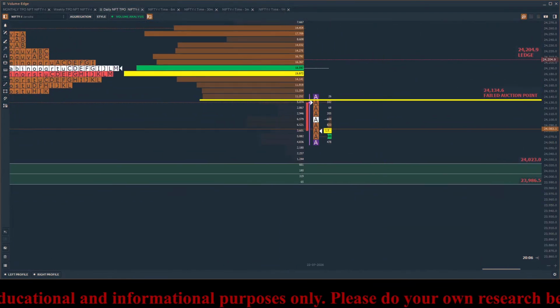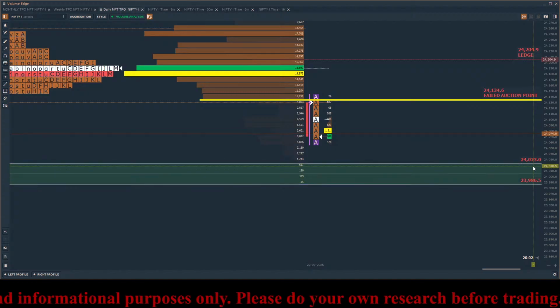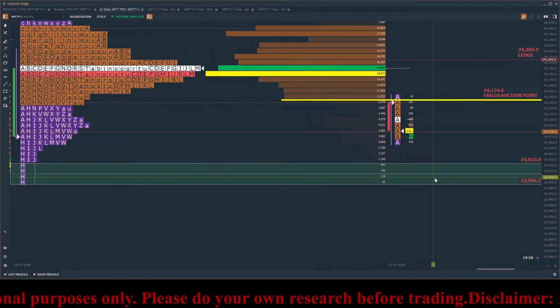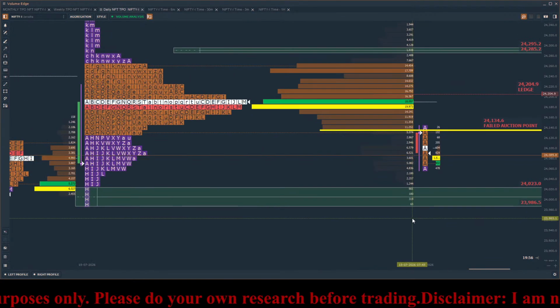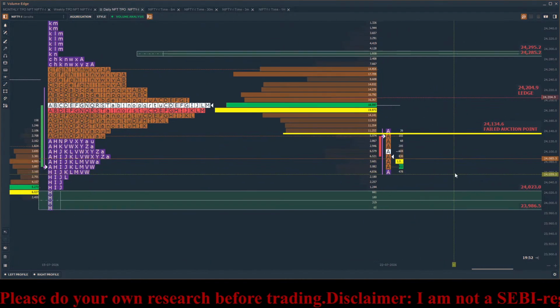24,000 to 23,986, almost 50 points, this area. This zone will act as a strong support in our normal terms. So this is what I have analyzed as of now.